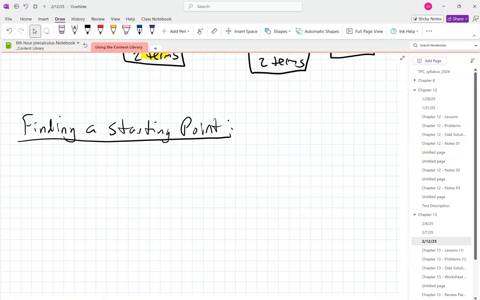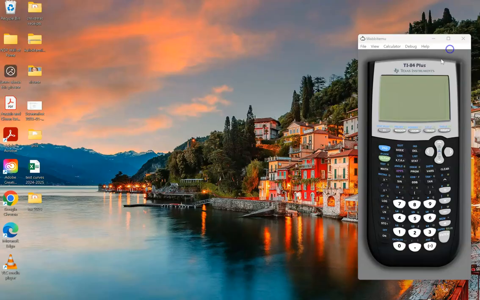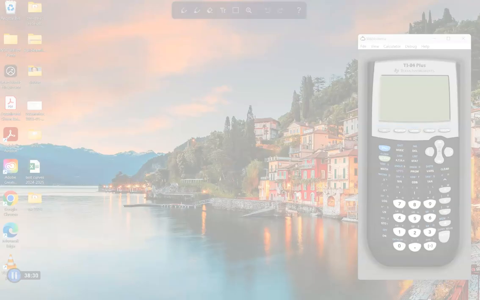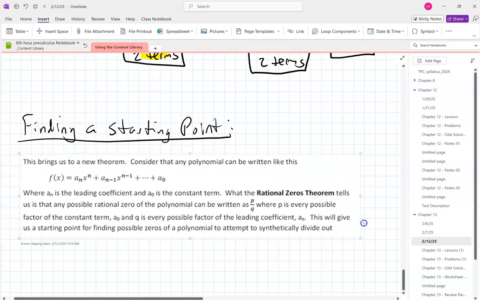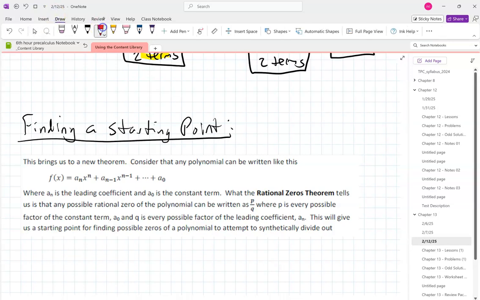So we need to figure out a way to find a starting point. To do that, I'll explain what I did as a student, and then some of the advantages that you will have given the technology available to you as a student.